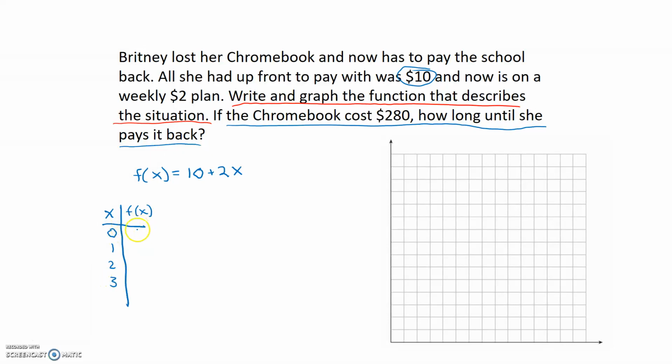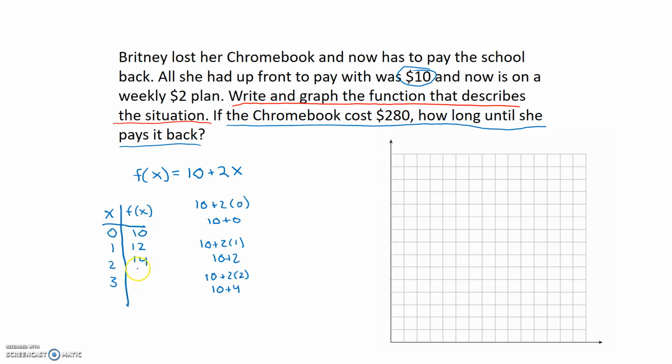So again, if I go through all the work here, I'm going to put 10 plus 2 times 0. Well, 2 times 0 is simply 0, so I get 10 plus 0, which is going to be 10. Now let's do it for 1 here. So I put 10 plus 2 times 1. Well, that's going to be 10 plus 2, which is 12. Now if I do it for 2, I'm going to have 10 plus 2 times 2, which is 4. So 10 plus 4 is going to be 14.